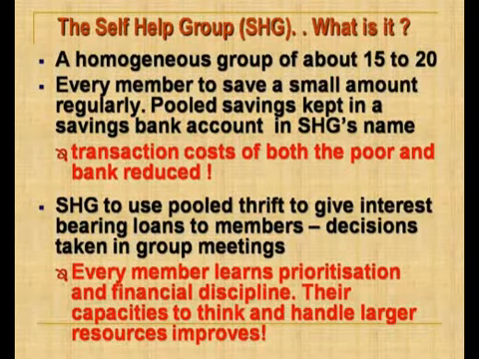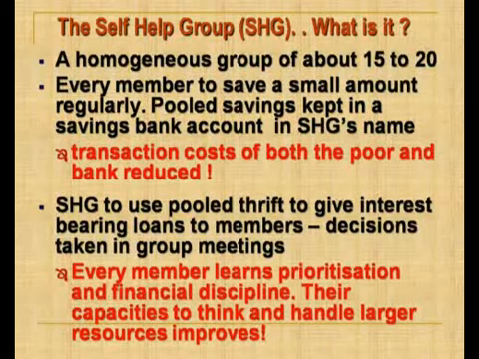The capacity of the members to think and handle larger resources gradually improves by way of this process. Now depending on the SHG's maturity, bank gives loan to SHGs as a multiple of the pooled saving. Bank loan is added to the SHG's kitty. In some places it is given in the form of cash credit limit, and in some places in the form of term loan.